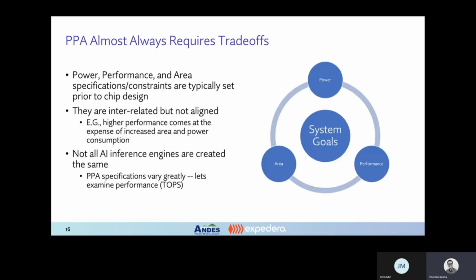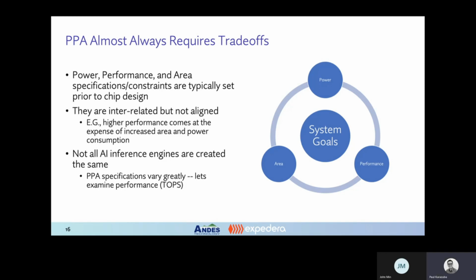Let's touch on PPA, power, performance, and area to those of us in the CPU world. PPA specifications and constraints are typically set prior to chip design. And like the example of neural networks, they're not generally being set by the design engineers. They're being set by other parties. And as we all know, they're interrelated, but they're not aligned. And what I mean by that is you can get higher performance, but it's likely going to cost you an increased area and increased power consumption. And that may or may not be palatable in your system.